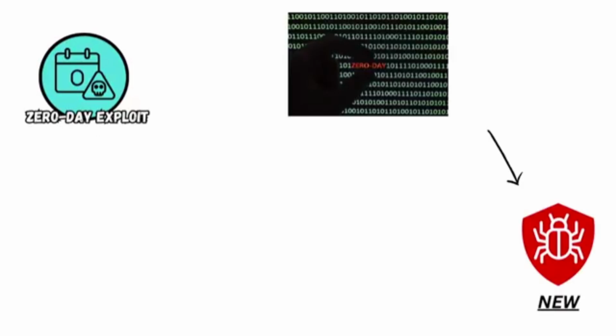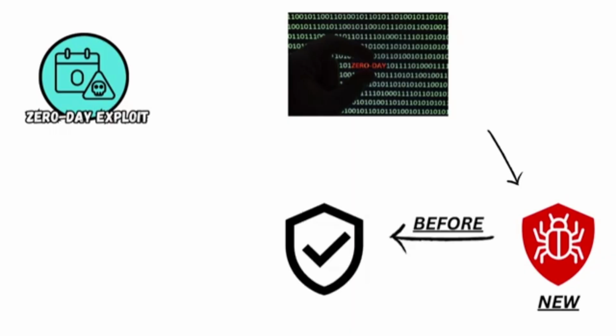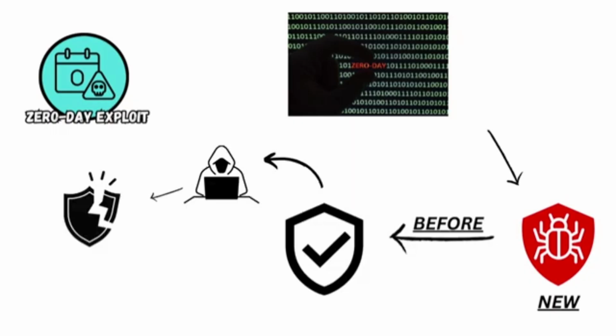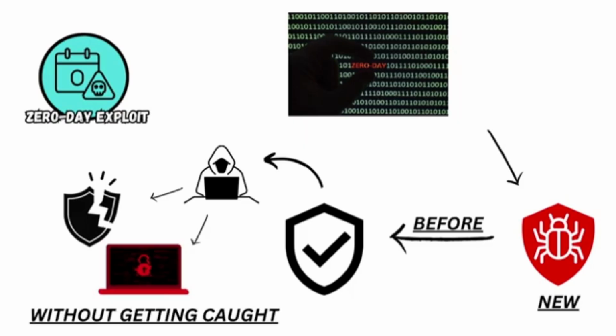And the next attack is a zero-day exploit. A zero-day exploit is a cyber attack that targets a software vulnerability before the software developer discovers it or releases a security update. Because there is no available patch, these attacks can be extremely dangerous. Hackers discover a vulnerability in a popular web browser and exploit it to install malware before the browser company releases a fix.